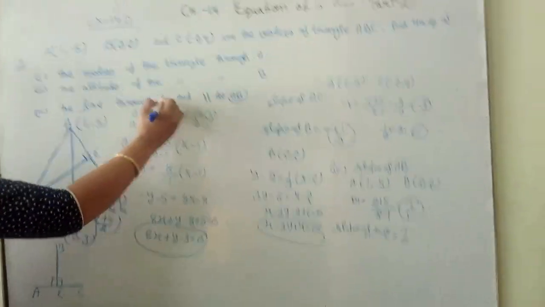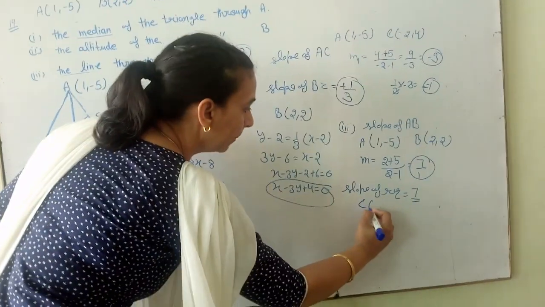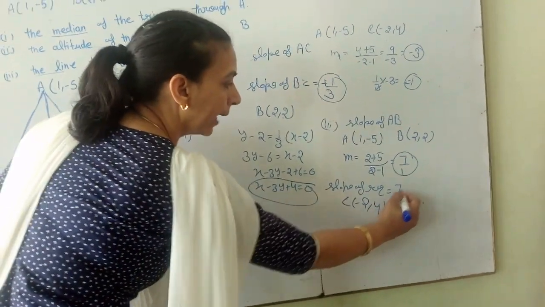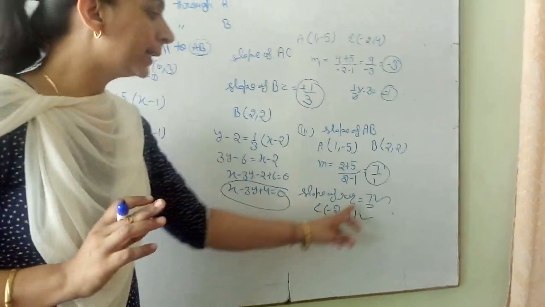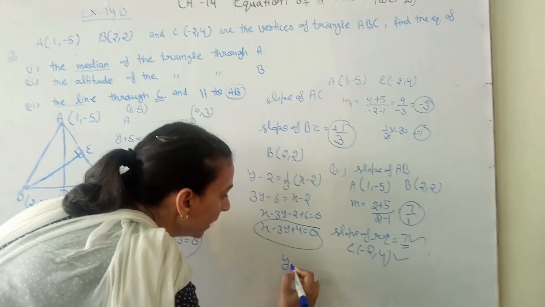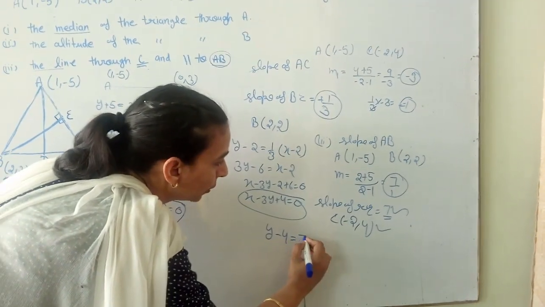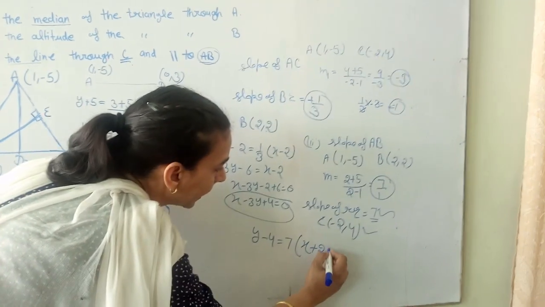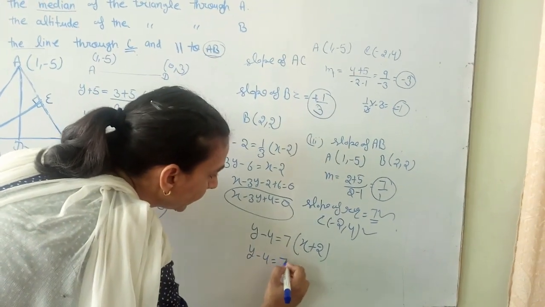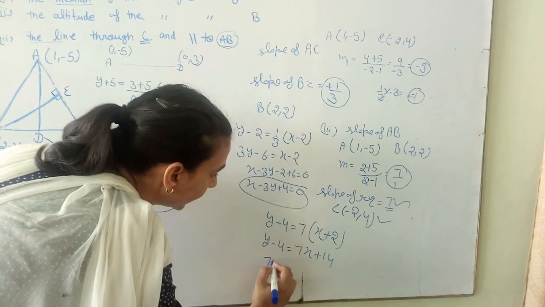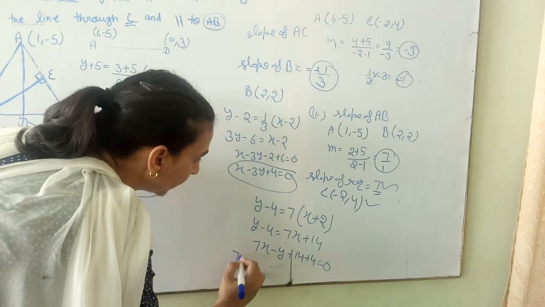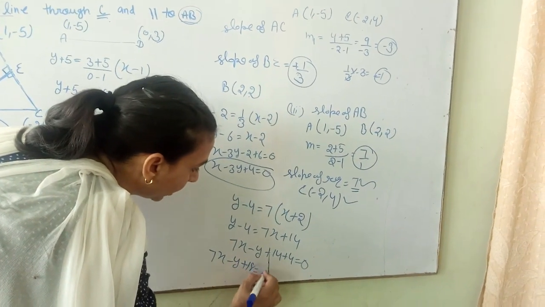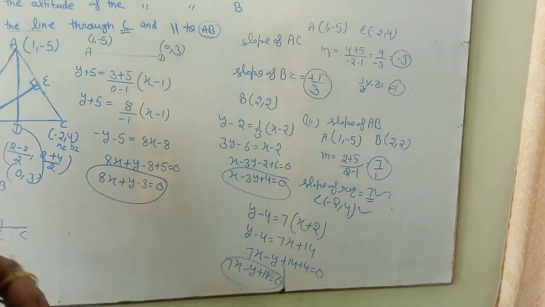And it passes through C, coordinate of C (-2, 4). Student, we have the slope and the passing point. Then we use the second form, the point-slope form. y minus y1 equals slope times x minus x1. y minus 4 equals 7x plus 14, then 7x minus y plus 14 plus 4 equals 0. 7x minus y plus 18 equals 0. This is our required line.